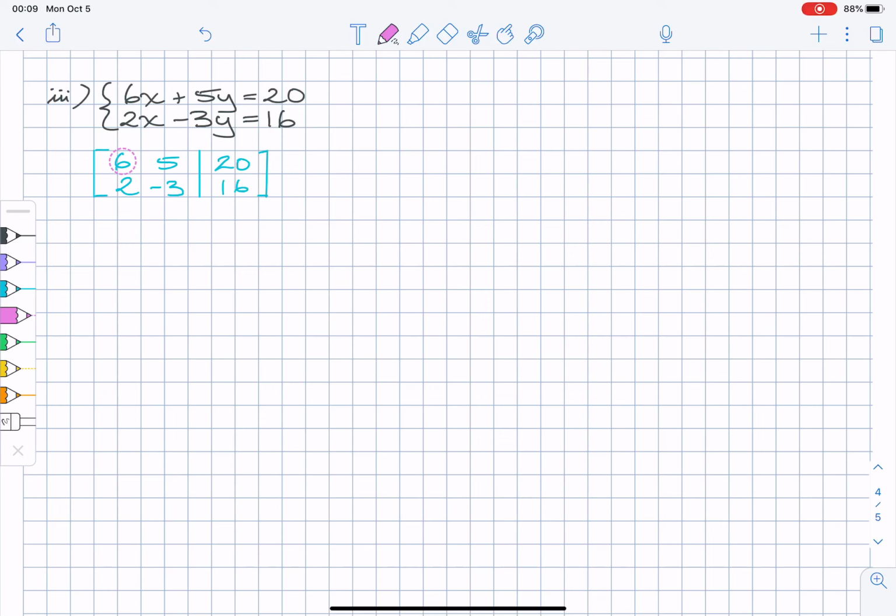I'm going to say, let's do row 1, maybe I'll do it in purple. Let's do row 1 minus 2 times row 2. So I'll get that 2 I was talking about. You'll see why I'm going to do this in a moment.